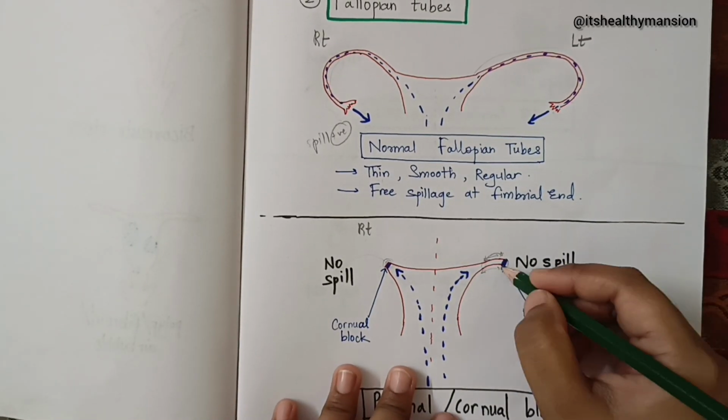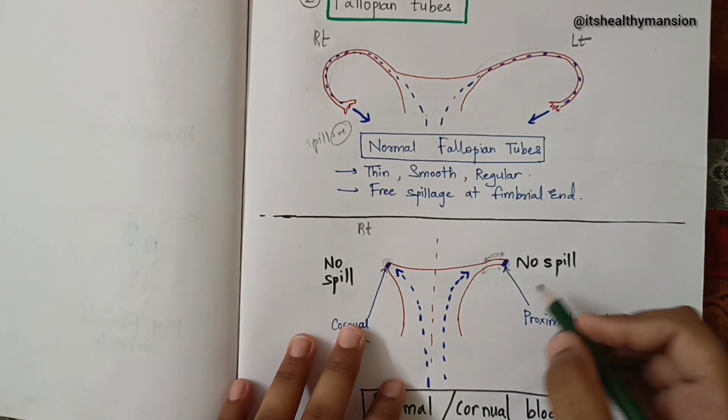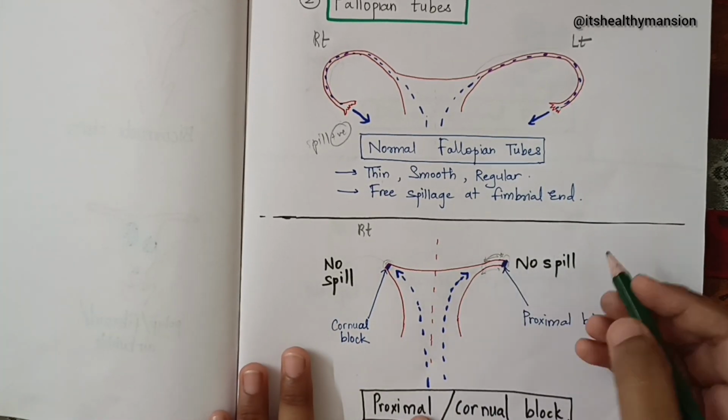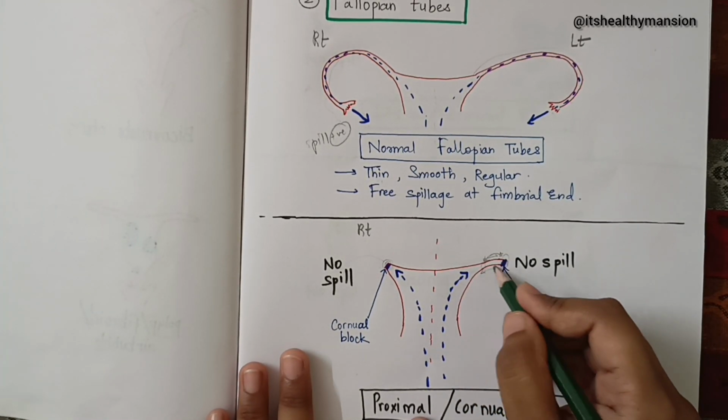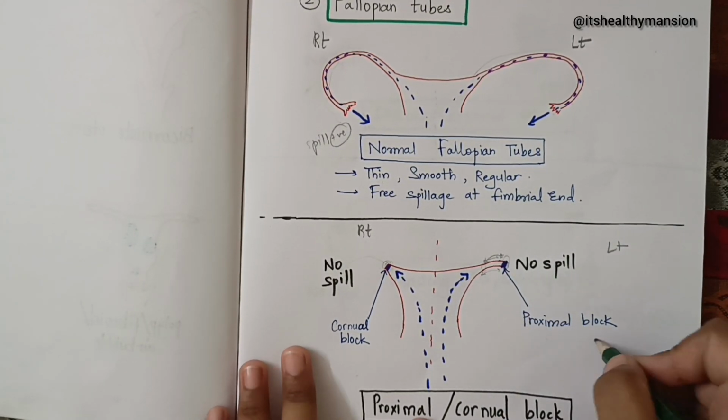When there is a block, the block may be adhesions or any kind of fibroids or any kind of block. We don't know right now. So in HSG we don't know exactly what the block is. Whenever you see some kind of block and there is no spill from this side, that is the left side, you may call this a proximal block.